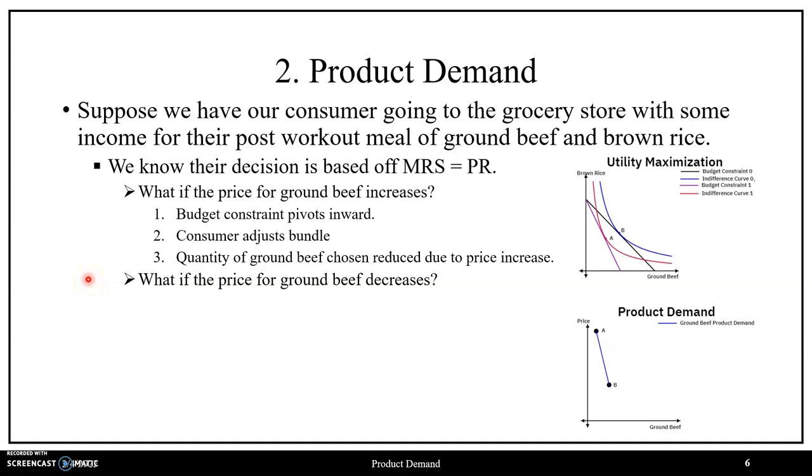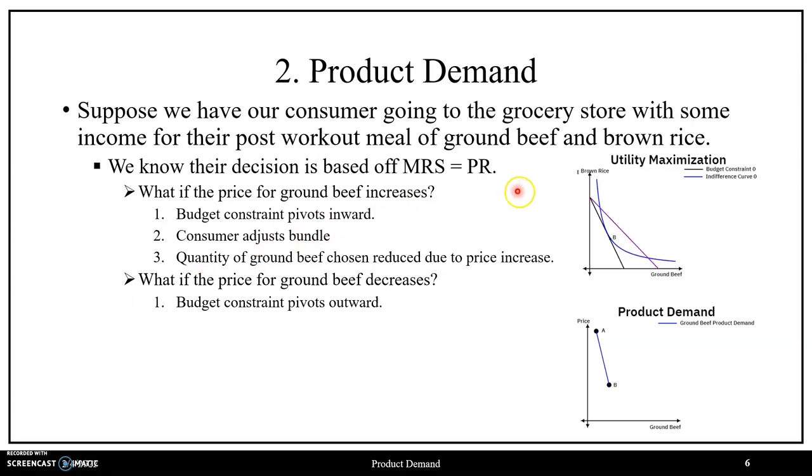Now, let us consider the opposite case. We have our initial bundle, point B, and suppose now that the consumer goes to the grocery store and the price on ground beef has decreased, say due to a sale. What this means in terms of their available choices is that they can purchase greater quantities of ground beef than they could before. So in terms of their budget constraint, since only one price is changing, we have a pivot outwards from budget constraint 0 to budget constraint 2 in purple, where we see there's a greater amount of ground beef that this consumer can now afford.